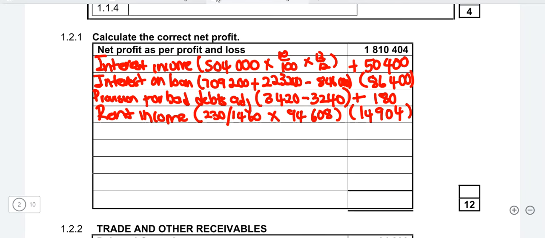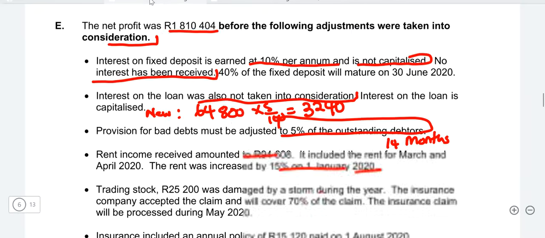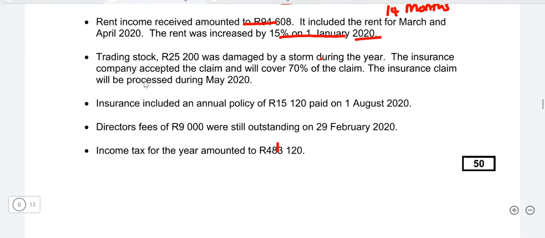It's very important that when you practice, you take your time. As you see, I'm not rushing because I'm explaining to you and I want you to understand. The next one says that the trading stock of 25,200 was damaged by a storm during the year, and then they're saying the insurance company accepted the claim and will cover 70% of the claim. The insurance claim will be processed during May 2020.